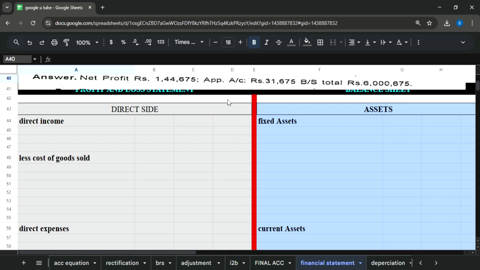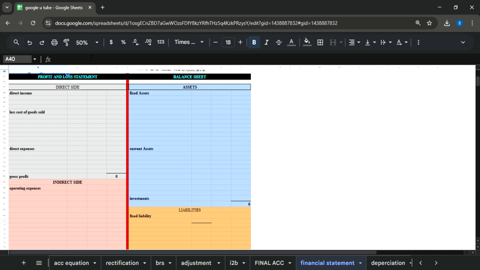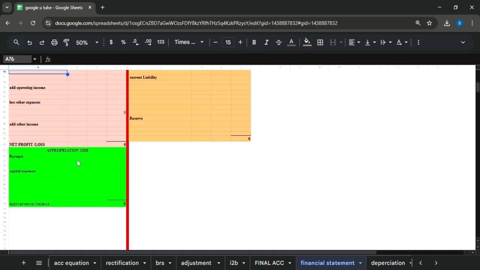that we do have 5 sides instead of 4 parts. We have 5 different aspects of company financial statement. Profit loss statement includes two: direct side where we will calculate gross profit or loss, it is normal. Indirect side where we will calculate net profit, again it's normal. But this appropriation side is making this financial statement different to the simple one. All other financial statements will not be having appropriation side.